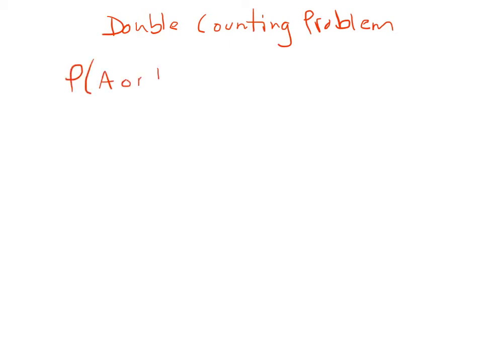Okay, we're going to have to deal with what's called a double counting problem when we're finding the probability of one event or another event occurring. So, double counting problem. Okay, so let's say we want to find the probability of A or B occurring. We can do this by finding the probability of A plus the probability of B, and where they overlap we have to subtract, so that would be minus the probability of A and B.